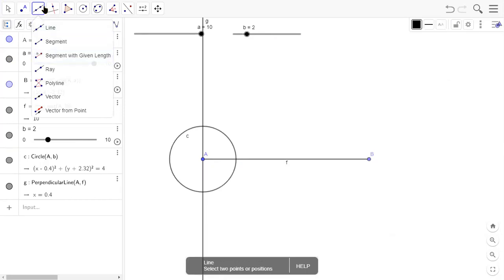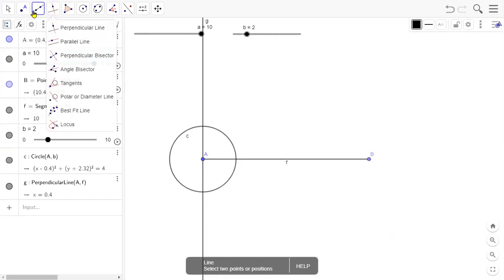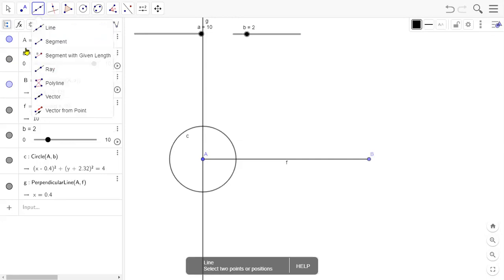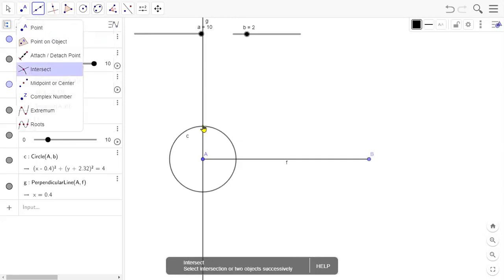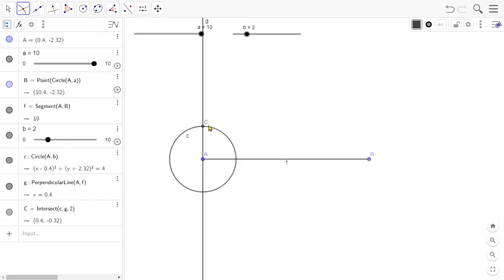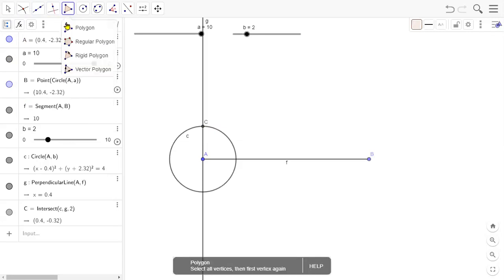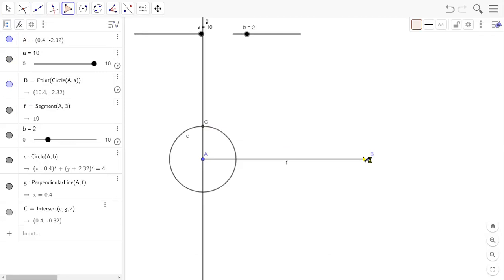line. Okay, just finding the intersection point. This point C is just the point of intersection of this perpendicular line and the circle. Okay, let me make the triangle ABC just by connecting these three points. Let me make the triangle, just from C to B.